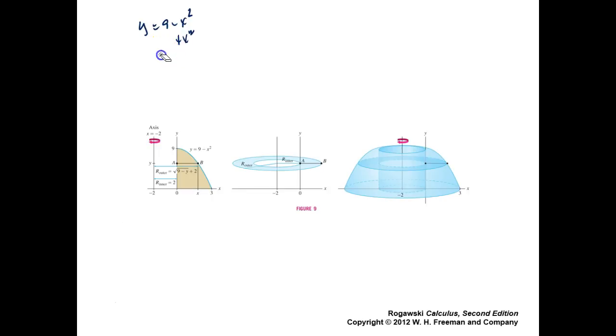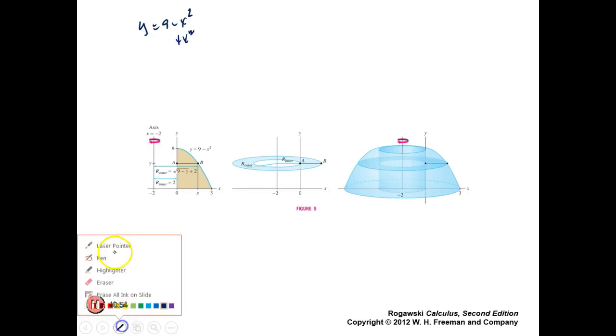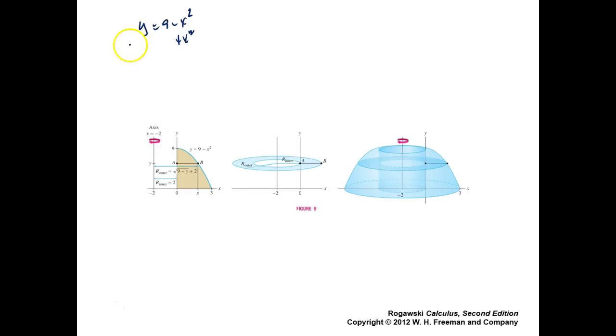There's a couple ways you could do this. I found it just about as easy to do it this way. Subtract y from both sides, and that gives you x squared is equal to 9 minus y, and then you take a square root. x is equal to, and technically that would be plus or minus the square root of 9 minus y.